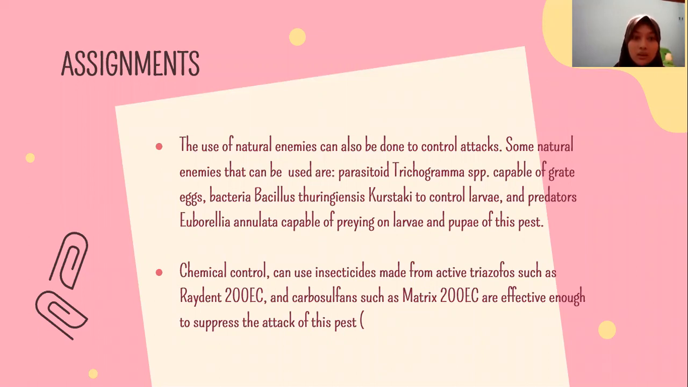Chemical control can use insecticides made from active ingredients triazophos such as Raiden 200 EC and carbosulfan such as Marshal 200 EC, which are effective enough to suppress the attack of this pest.